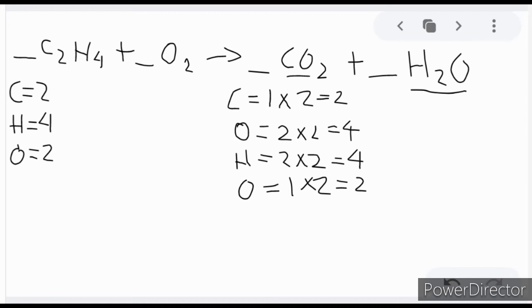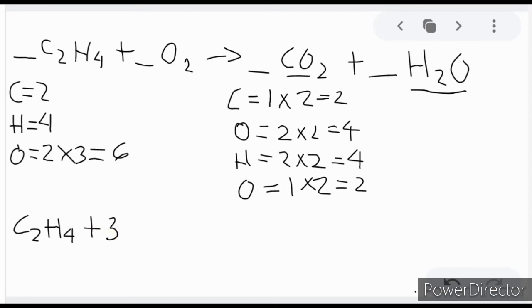So on the left side, we only have 2 O. But on the right side, we have 6, because what we need to do is just simply multiply it by 3. So in order for us to get 6. Now we have the same values for the elements involved in the chemical equation. So let's write the balanced chemical equation.